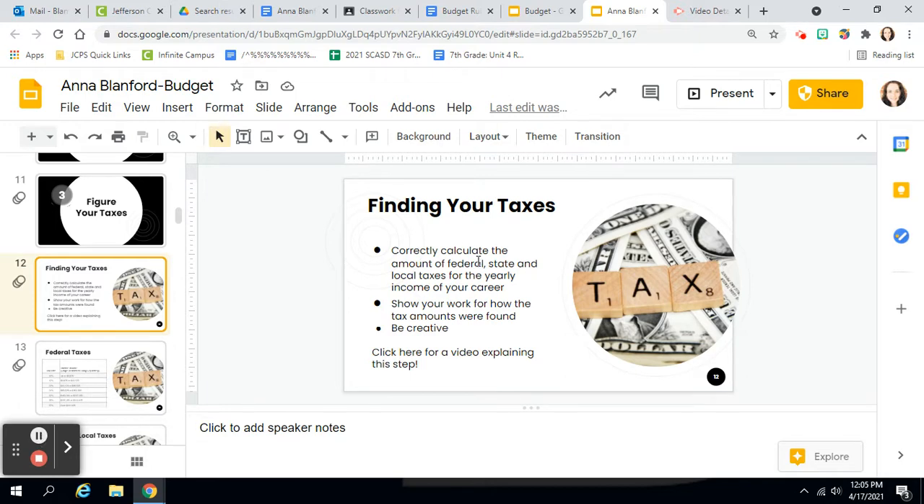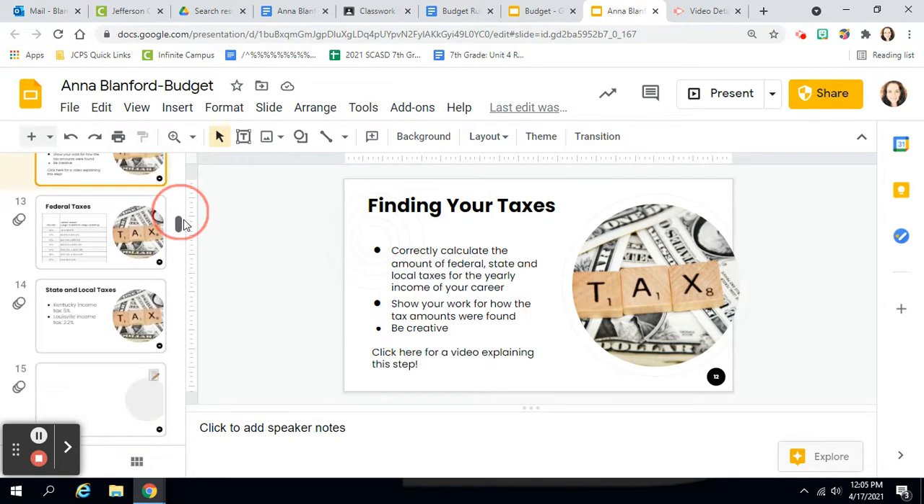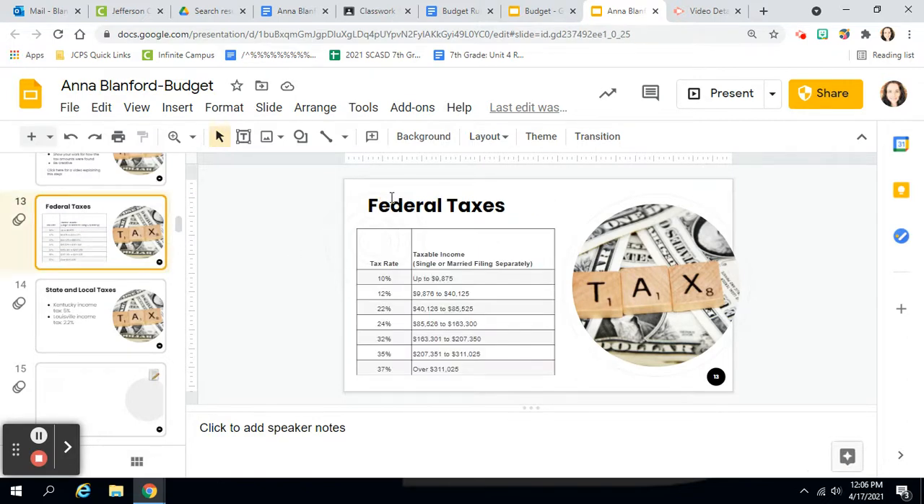The first thing you're going to do to find your taxes is to correctly calculate the amount of federal, state, and local taxes for the yearly income of your career. I've included some slides to help you with that. We are doing a simplified version of this. There are things that affect the amount of taxes that you would pay, but we're just going to do the basics here.